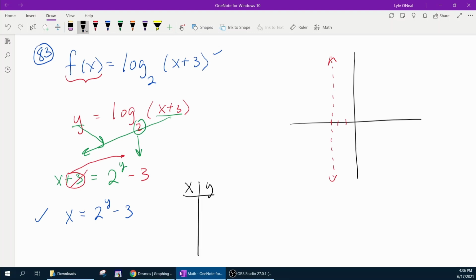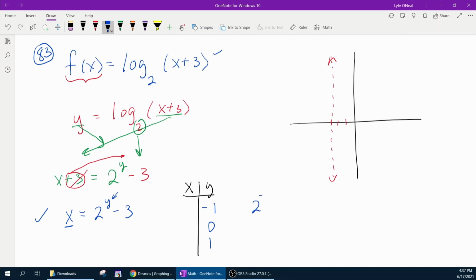So for our table of values, since the y is the independent variable, what that means is that x is the isolated variable. What we want to do is pick numbers for y and plug them in to find x. And the easiest numbers to go with here would be negative 1, 0, and 1. And then we're going to plug those in and work them out.